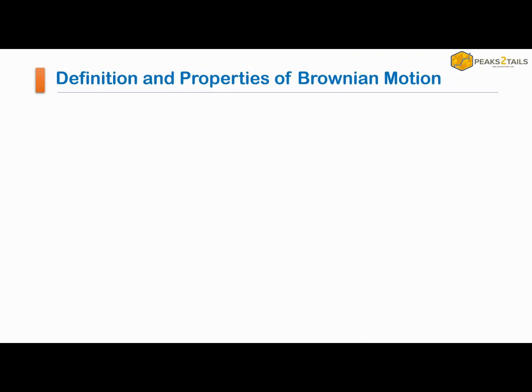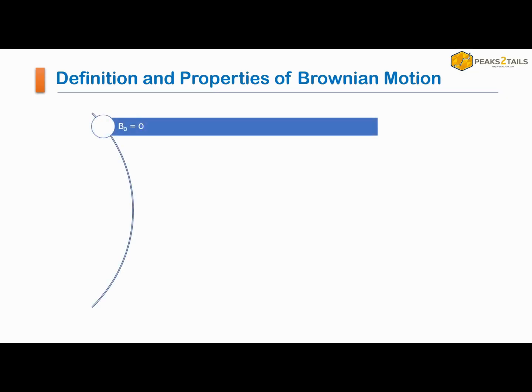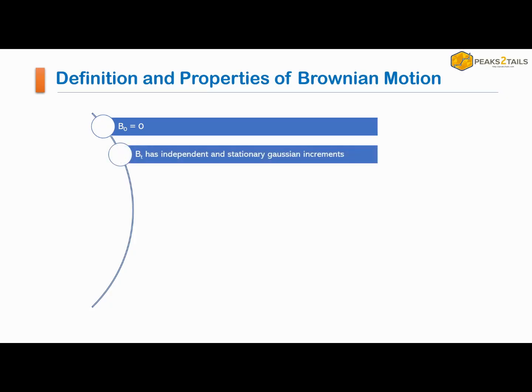Let's look at some of the definitions and properties of Brownian motion. B0 is equal to 0. So at time t equal to 0, the Brownian motion is equal to 0. This is just convention. Brownian motion has independent and stationary Gaussian increments. This is probably the most important property of Brownian motion. Each increment is independent and stationary and Gaussian.